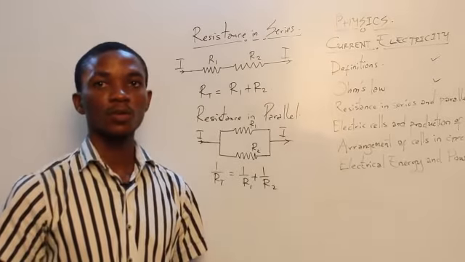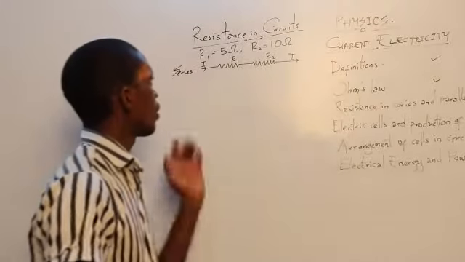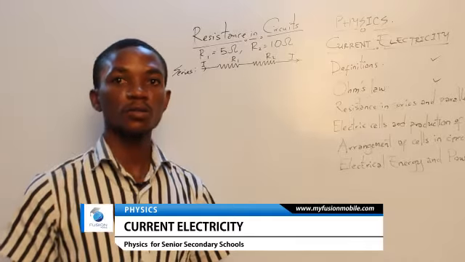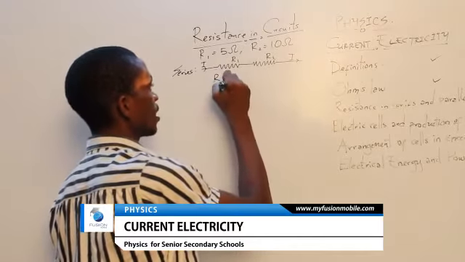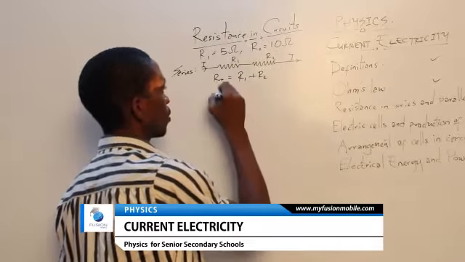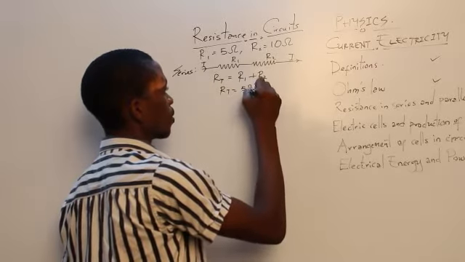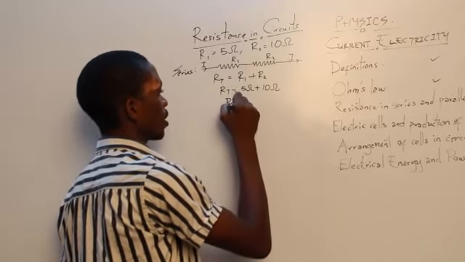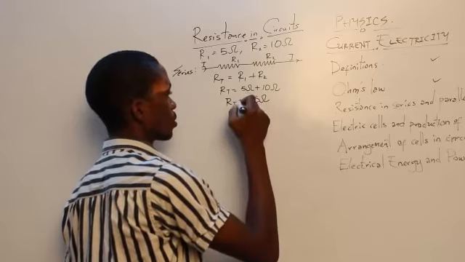Let's take an example of each condition. For our connection in series, our R1 equals 5 ohms, while our R2 equals 10 ohms. Our total resistance, as given by the expression, should be R1 plus R2. Thus, our total resistance would be 5 ohms plus 10 ohms, and our total resistance therefore would be 15 ohms.